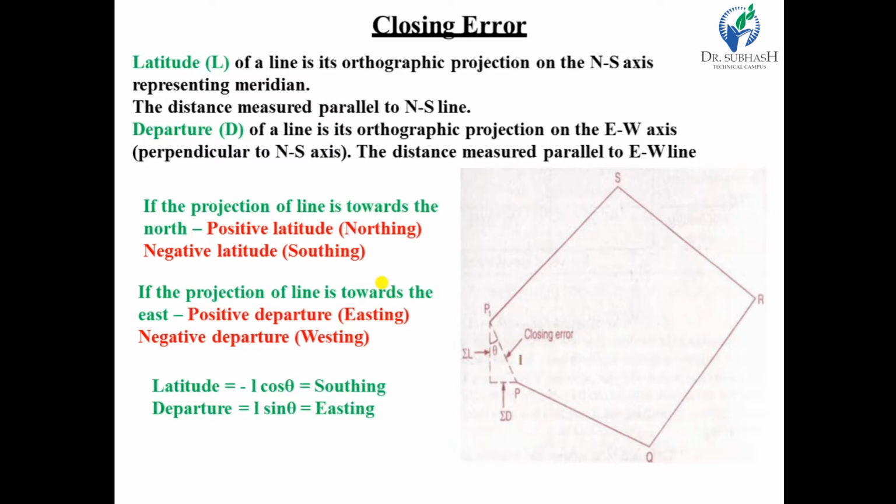The formula for finding latitude and departure: latitude is equal to L cos theta. For southing, we add the negative sign. Departure is equal to L sin theta, and for easting we use the positive sign.